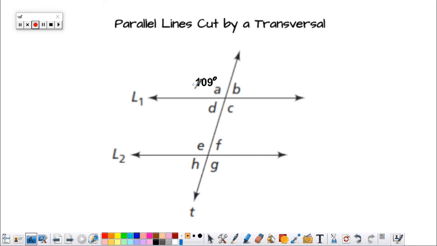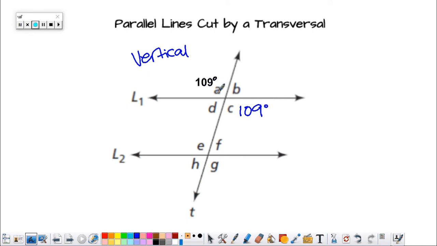So I look at 109 degrees, and I'm going to say, okay, there's a ton of different ways that I can solve for different angles. But the first thing that I see is that angle A and angle C are vertical angles. Remember, vertical angles share a vertex, and they are congruent. They're the same angle measurement. So that means that angle C is 109 degrees also.